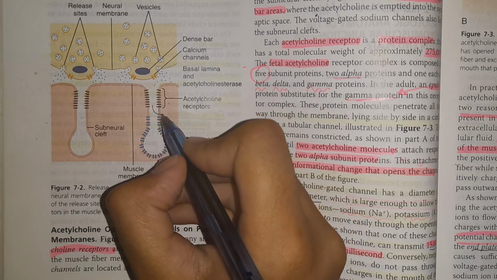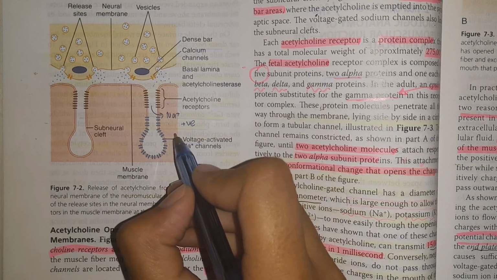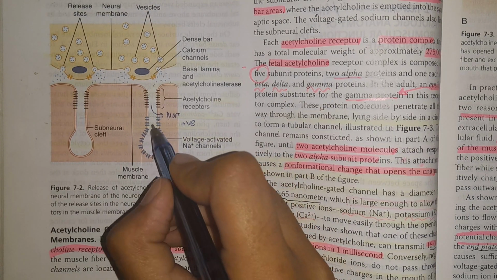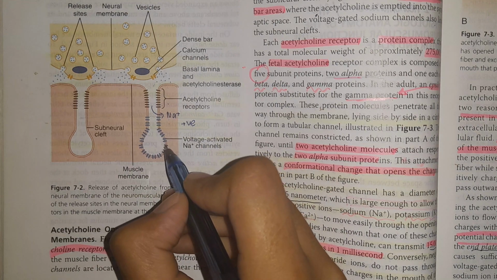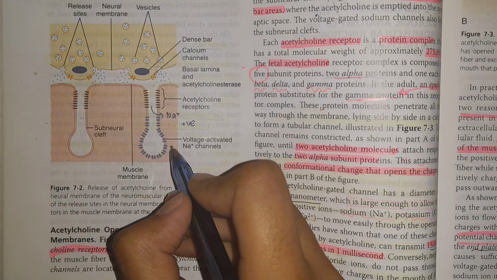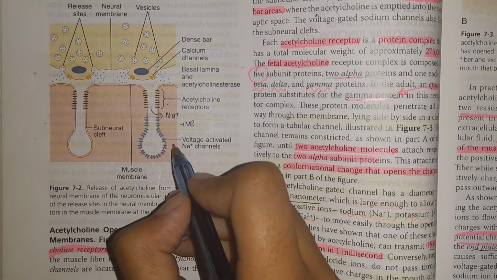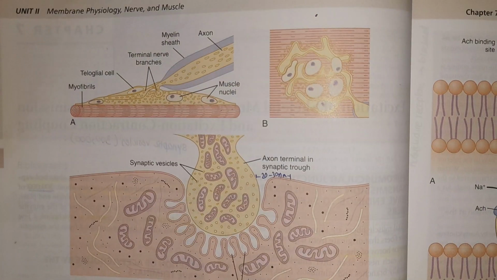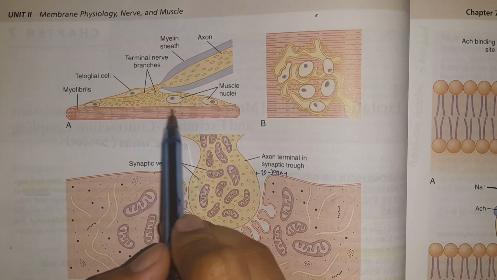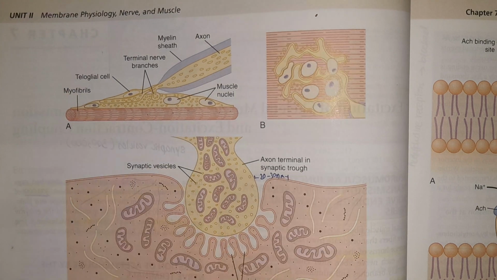So what is now going to happen? Sodium will come in. It will become positive. This positivity will activate these voltage-activated sodium channels. They will allow more sodium to come in, and when more sodium comes in, the postsynaptic membrane will be depolarized. And what will happen? An action potential. The membrane will be depolarized, and an action potential will travel in both directions, in this direction and in this direction as well.